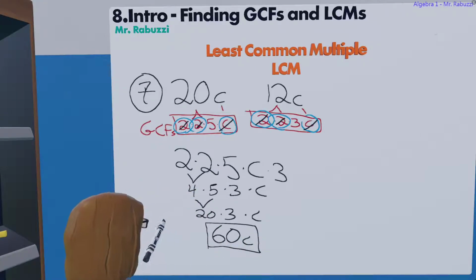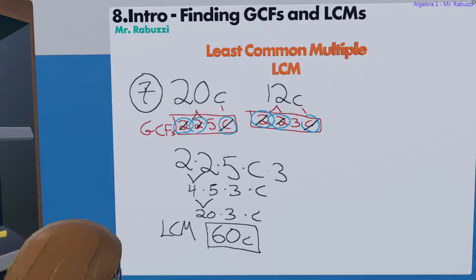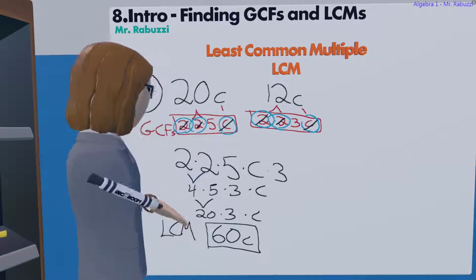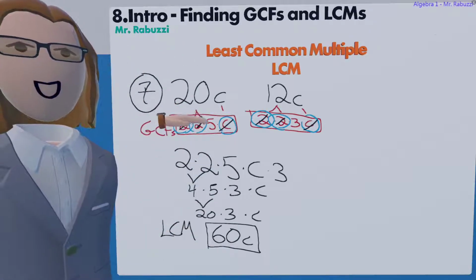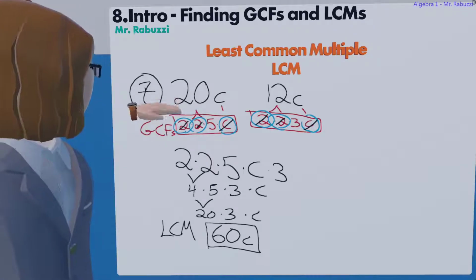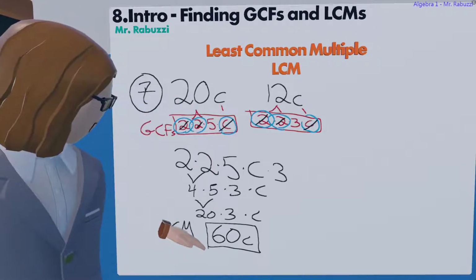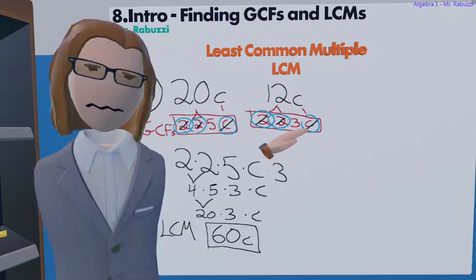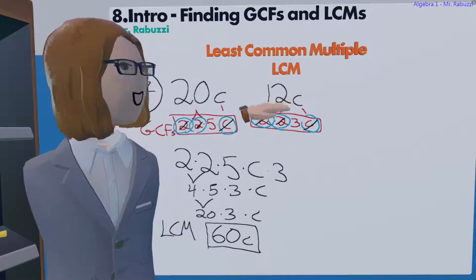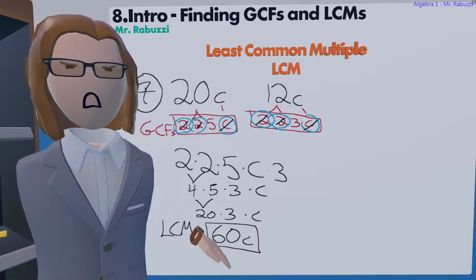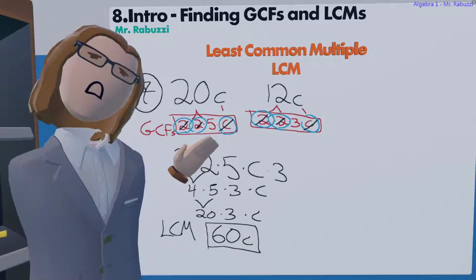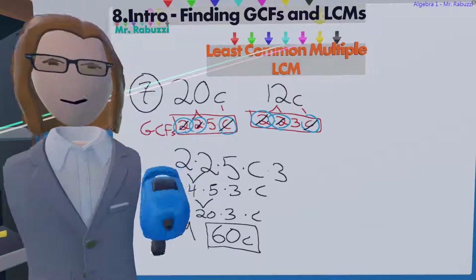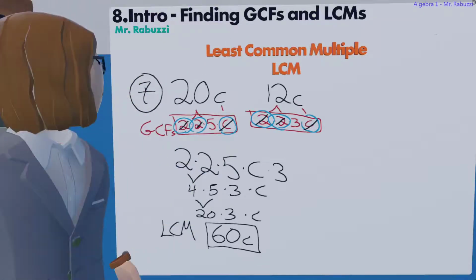This is the least common multiple. That means this is the number that both of these can multiply into. If I multiply this by 3, I get 60C. Oh, look at that, the 3. If I multiply this one by 5, I get 60C. Oh, look over here on this side. It's a 5. Interesting. I don't need that.